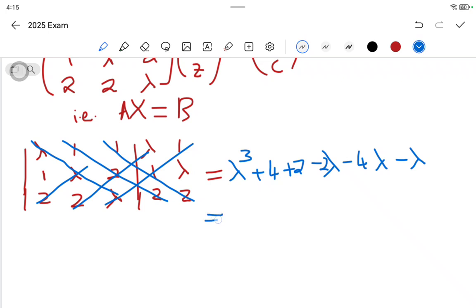And this is going to be equal to lambda cubed minus 7 lambda plus 6, right? And then I think first we need to find one lambda. What values can you get from here?